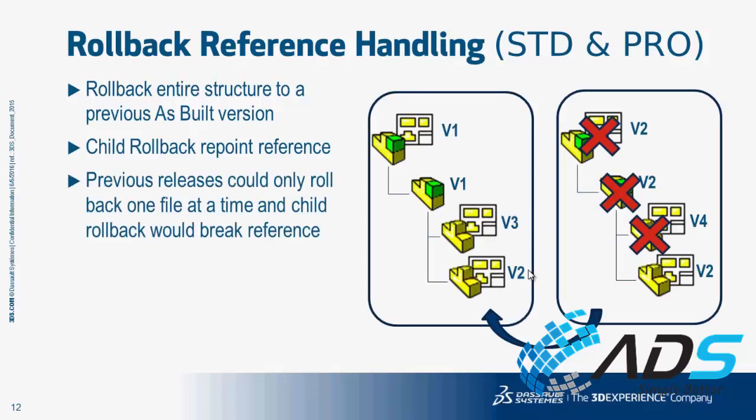So the idea is you might create a new version here, and then you'd roll it back to the previous version, and you'll have a choice. The user will have a choice on what files they want to roll back and which ones they don't.